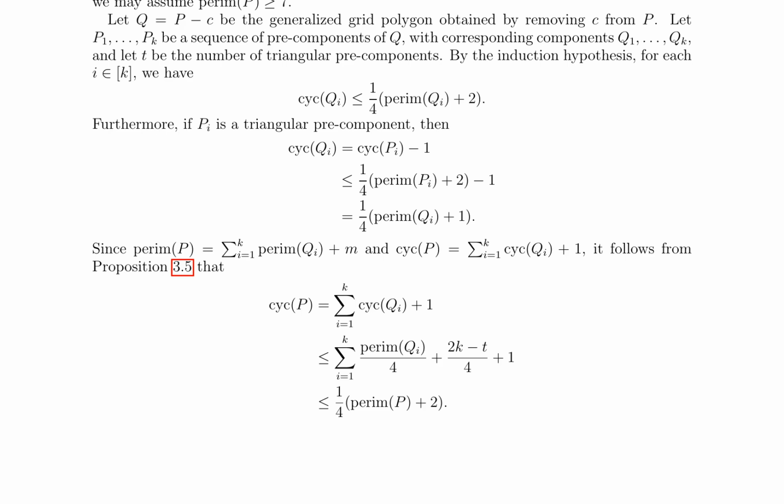The proof relies on proposition 3.5 and the previously established bounds on the number of cycles in triangular precomponents. The authors use these results to show that CYC, P, is bounded above by 1/4 perim, P, plus 2, completing the proof of theorem 3.1.